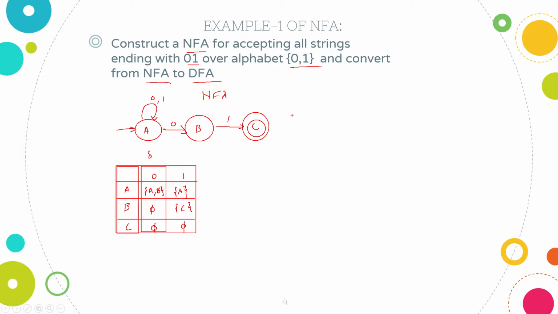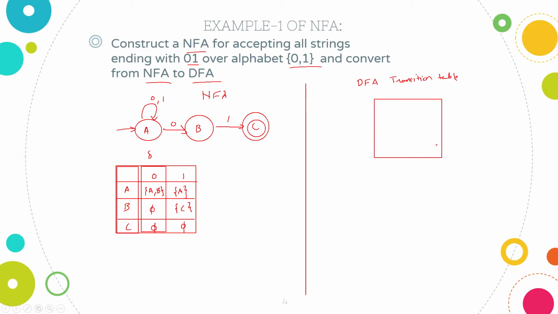Now we have to convert this NFA into DFA. It's very easy. What we'll do is we'll take this transition table and we'll convert it into a DFA transition table. So let's construct a table over here first. We have got three columns over here and three rows, or we'll see how many rows.